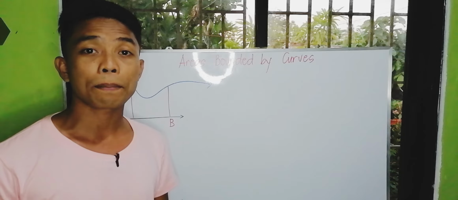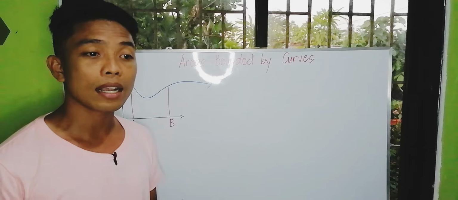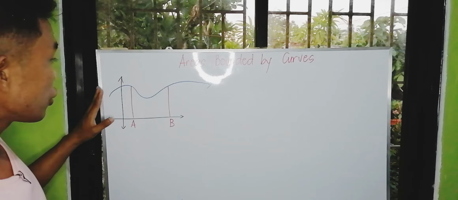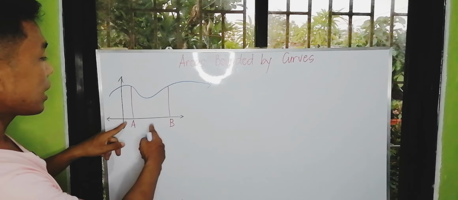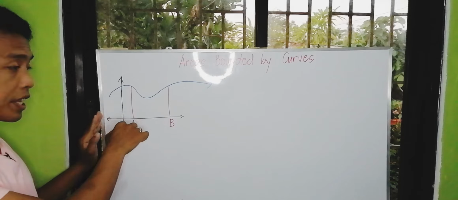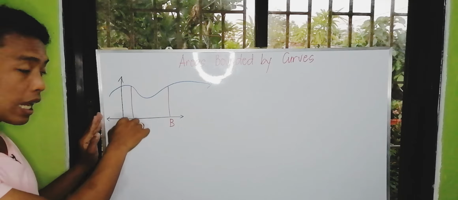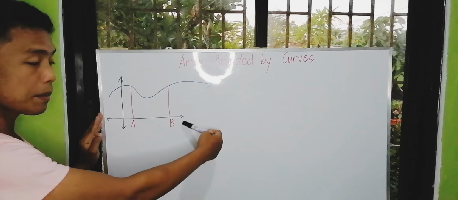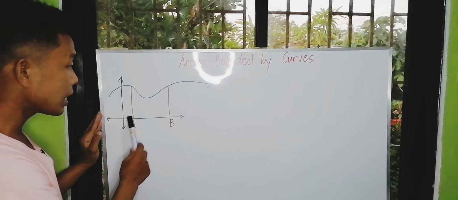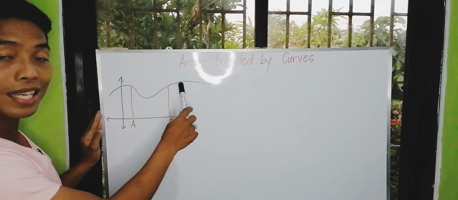So, hindi na siya polygon. Ano ba ang gagawin natin doon? For instance, you are given this region kung saan na-enclose siya. Itong region na to, kung saan ang kanyang side, ito, nasa may vertical line sa A. Yung isang vertical line naman sa B. Dito, yung nasa baba niya is a straight line. Meanwhile, yung nasa taas is a curve.